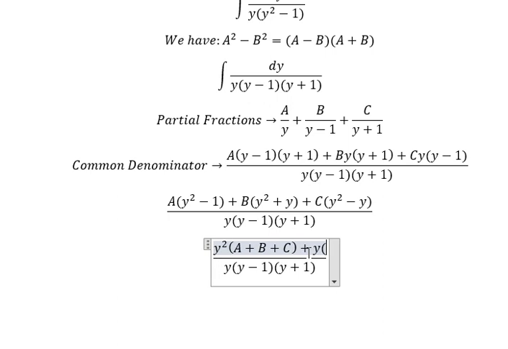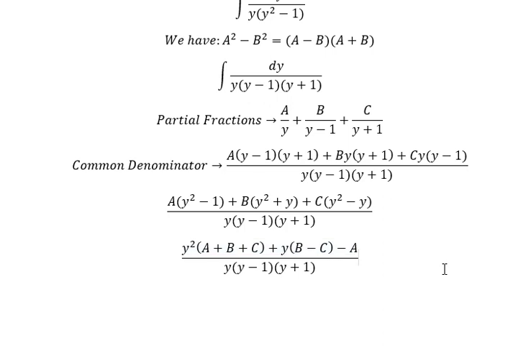About y, we have positive with B, negative with C, we have B minus C. About the numbers, we have negative number 1 with A, we have negative A. Now we need to compare coefficients. We can see that next to dy that is number 1. So negative A equals number 1.